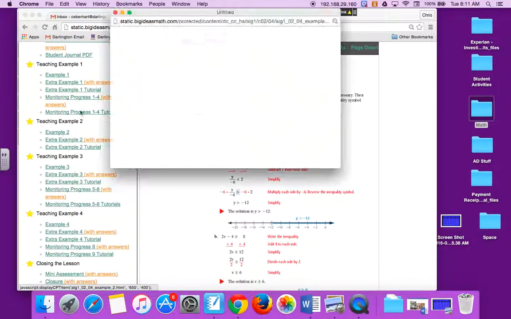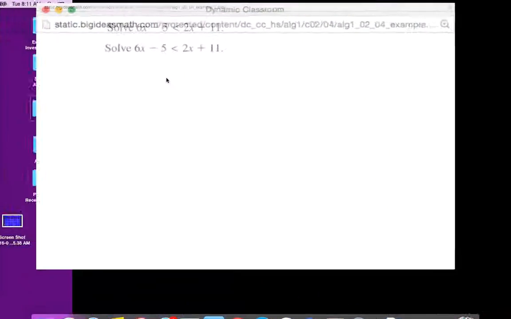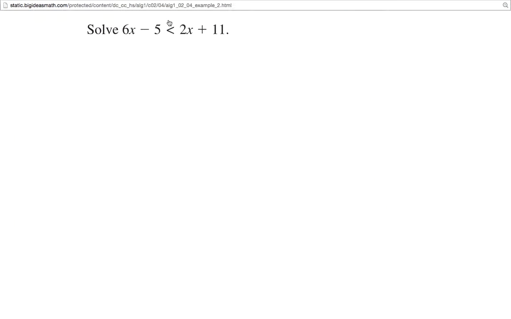Example number 2. This one's going to have variables on both sides. Again, you have to have a goal in mind. You need to have an idea where you want to go, whether you want to move the variables to the left, or you want to move the variables to the right. You got to pick which one. It doesn't matter which way. You just got to make sure you pick it and stick to it because your goal is to get all the variables on one side, all the numbers on the other.